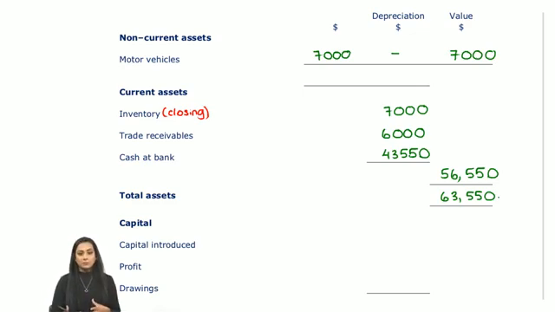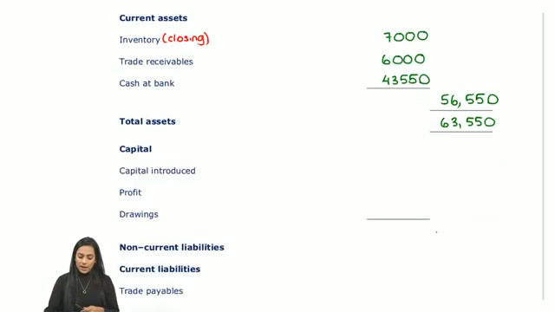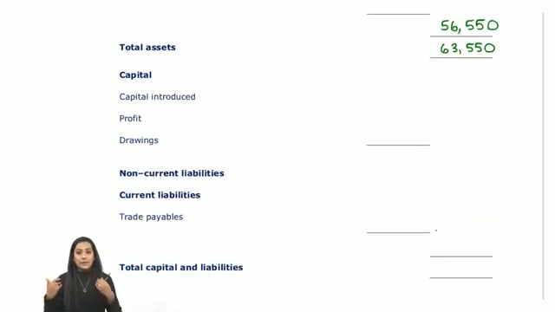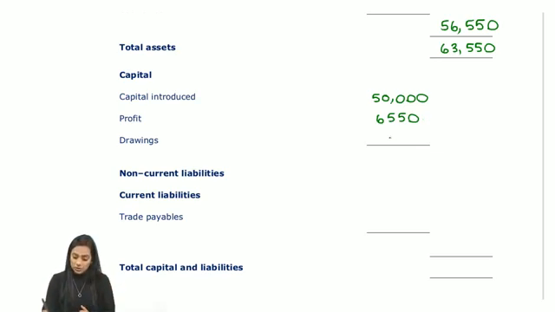Then we do capital. Capital is calculated by opening capital plus capital introduced plus profits made minus drawings. The capital introduced by George is 50,000. The profits made was 6,550 from the statement of profit or loss. There weren't any drawings because George did not take out any goods for his personal use. So the total capital is 56,550.